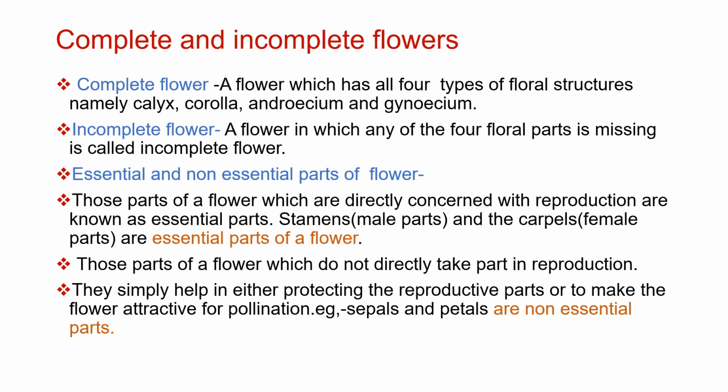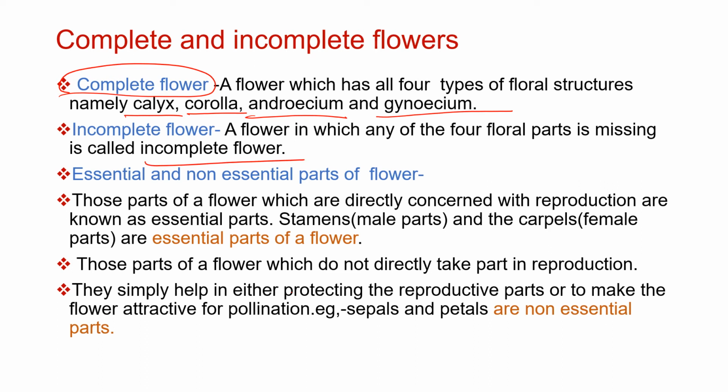Let us move on to the next part of this slide, which is the complete and the incomplete flower. So what is a complete flower? A flower which is having all four floral structures, that is calyx, corolla, androecium and gynoecium. These are the main four parts of a flower. A flower which has all four is called a complete flower. And what is an incomplete flower? If any one of these floral parts is missing, it is called an incomplete flower.